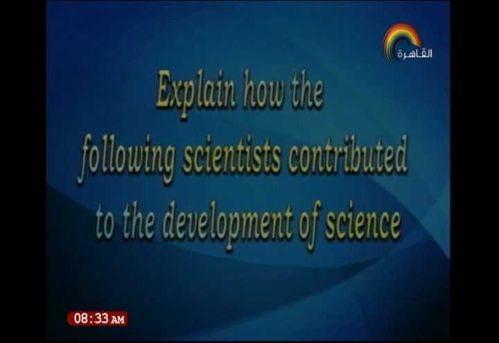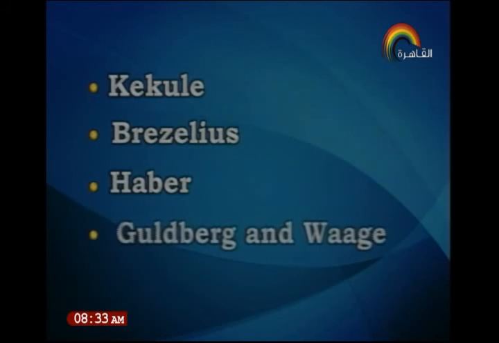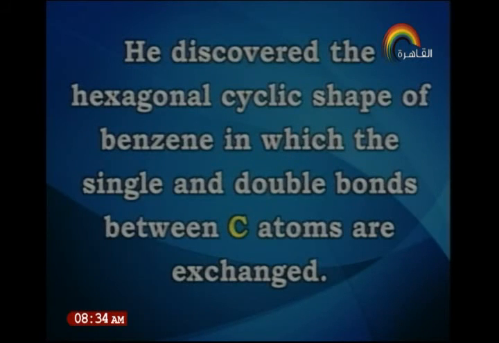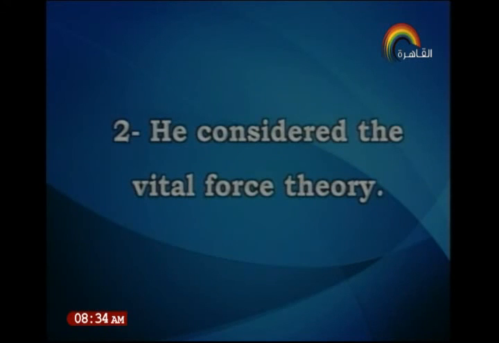Next type of question, my dear student. Explain how the following scientists contributed to the development of the science: Kekule, Berzelius, Haber, Guldberg, and Waage. Kekule discovered the hexagonal cyclic shape of benzene, in which the single and double bonds between the carbon atoms are exchanged. Berzelius classified the chemical compounds into organic and inorganic compounds, the first point. The second point, he considered the vital force theory.